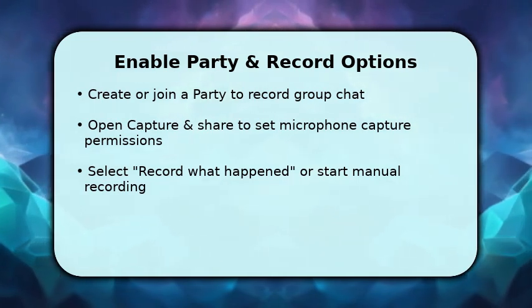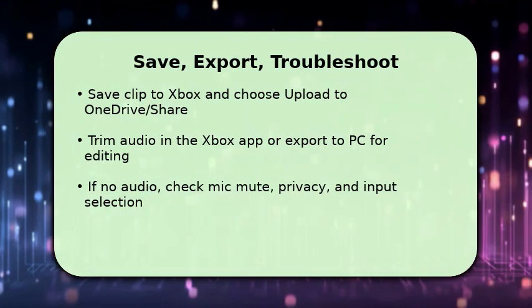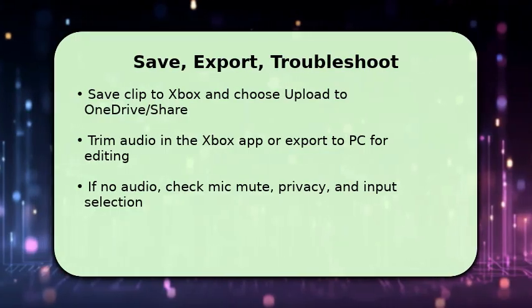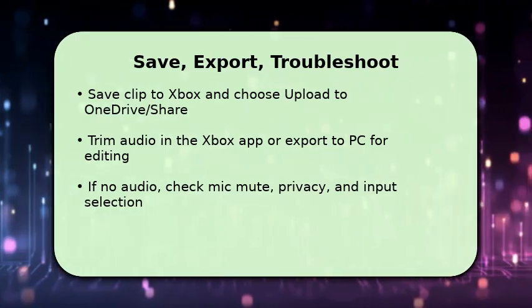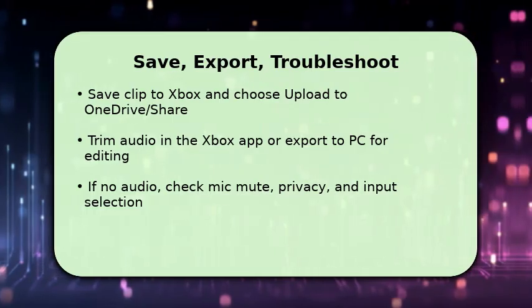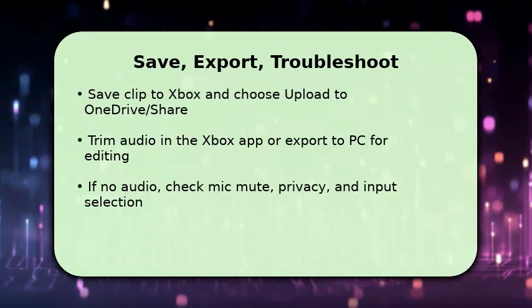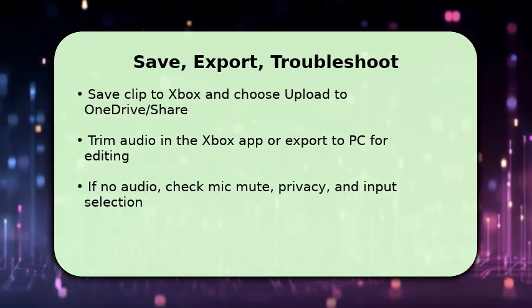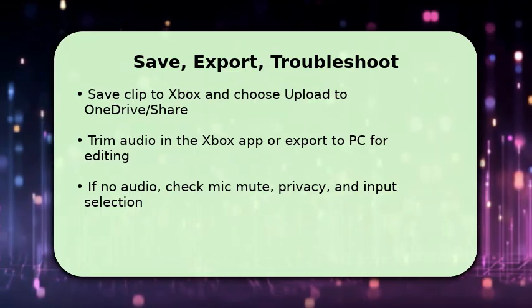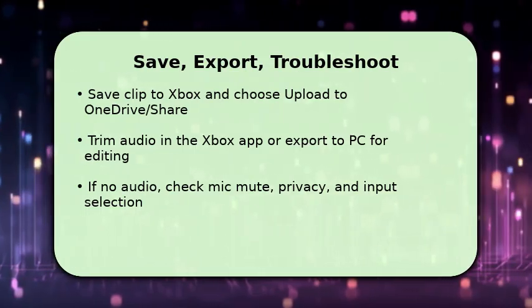To finish, save the recorded clip to your Xbox captures and export it via OneDrive or the Xbox mobile app for editing. This lets you trim or separate voice tracks later. Once saved, make sure the clip includes microphone audio by playing it back. If you need higher fidelity, export to a PC and use audio editing software.